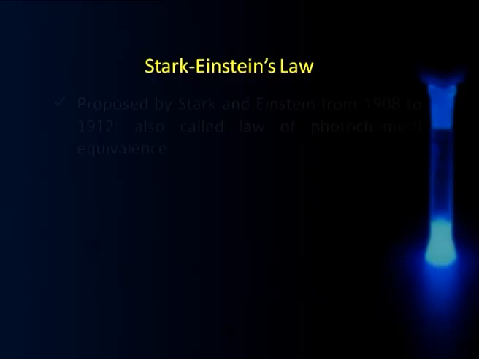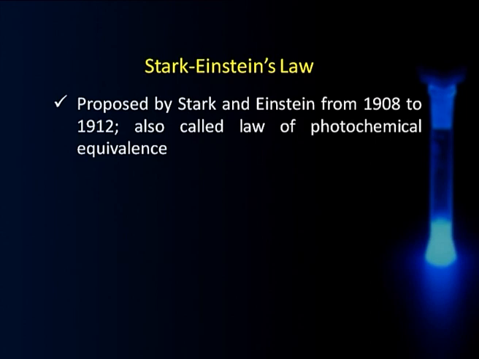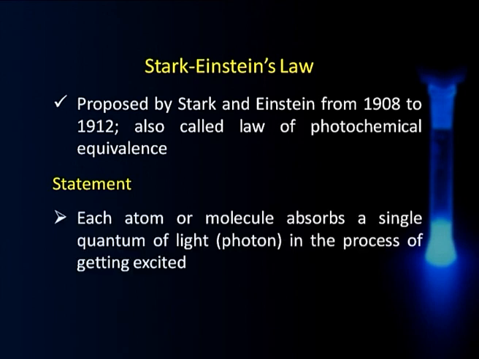Okay. Let us move on to the second law, called Stark-Einstein's law. This law was proposed by Stark and Einstein somewhere from 1908 to 1912 and is also called the law of photochemical equivalence. It is a very important law. What it states is that each atom or molecule absorbs a single quantum of light. We know that a single quantum of light is called a photon. That means suppose there is a molecule M; it will pick up a photon and get excited to become M star, or M excited, and in this process it will take up only a single photon. That is Stark-Einstein's law of photochemical equivalence.